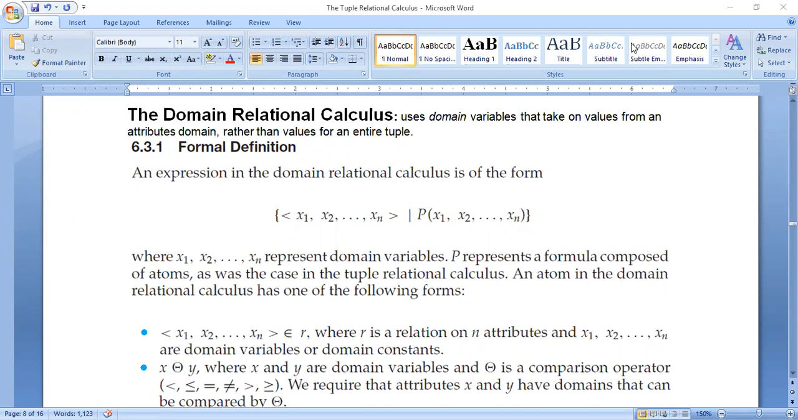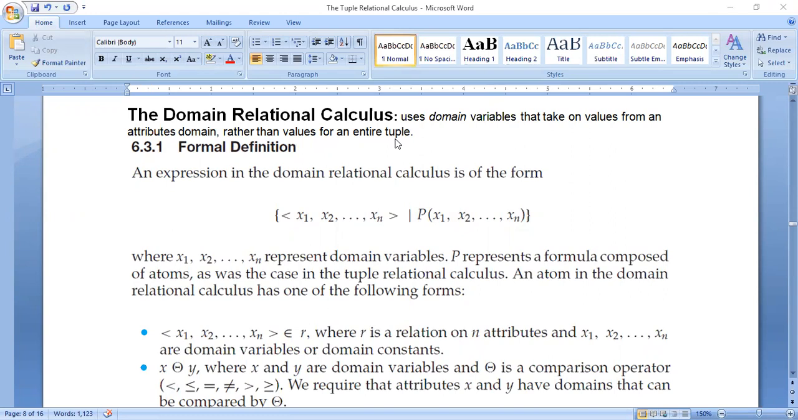Good afternoon to everyone. In this lecture, we will learn about the domain relational calculus. Domain relational calculus uses domain variables that take on values from an attribute's domain rather than values from an entire tuple. So in a relation, we have a tuple. This tuple represents the entire record.